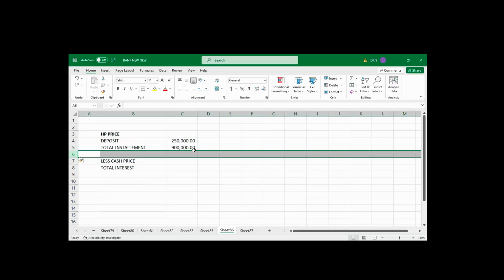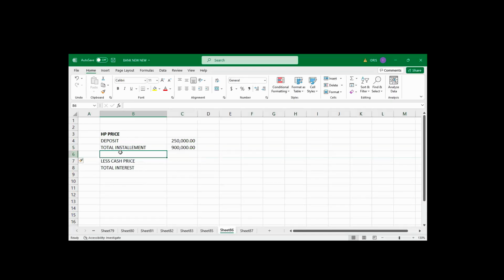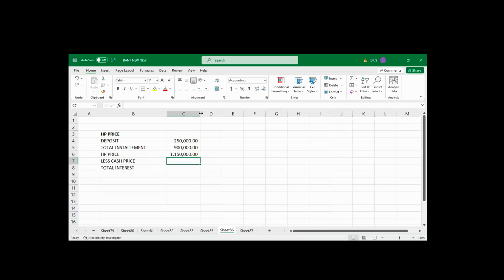That means the hire purchase price, HP price, is going to be 250 plus 900, that is 1,150,000. Yes, sir.